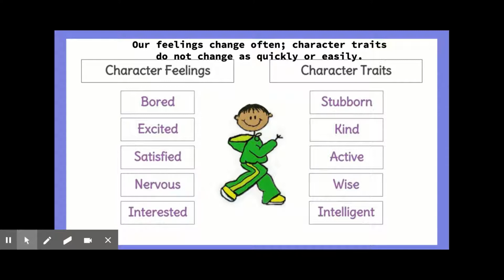So it's important to note that because character traits are internal and they describe our personality, they're still different from feelings. A character's feelings change often and quickly and easily, whereas character traits do not change as quickly or easily. They describe our temperament over time.